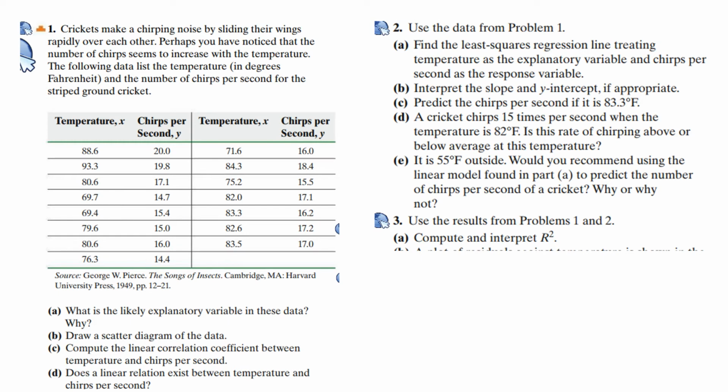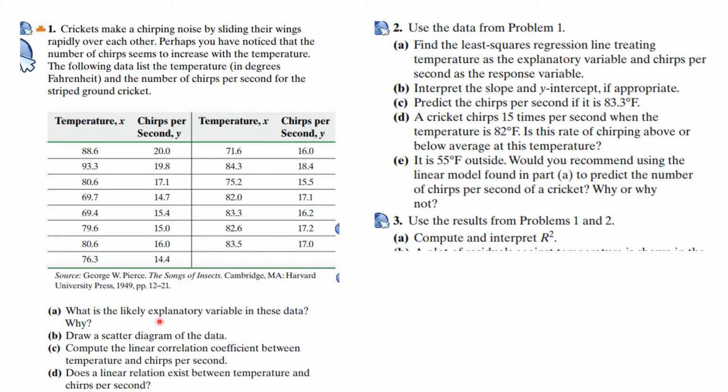Let's do an example now. This is a problem from your chapter test, actually, and it's a good problem because I think it covers almost everything that we talked about here. So crickets make a chirping noise and so on and so forth. So the researchers measured the temperature, X, and the chirps. And they ask a whole bunch of questions. So we'll go through and answer each one of these questions.